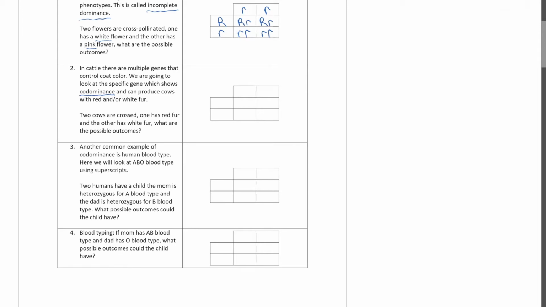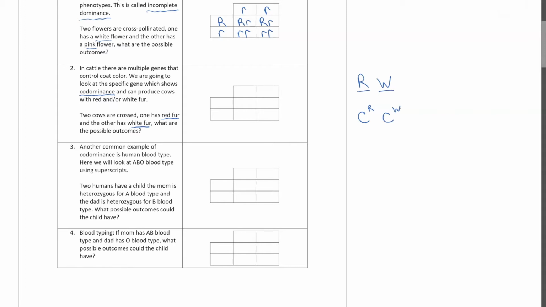What we're going to do is cross two cows, and one is going to have red fur and the other is going to have white fur. What are the possible outcomes? There are two ways of doing this. Some teachers will use capital letters, R for red and W for white, and they use both capital because they're both dominant. Other teachers will say C for color and use an exponent, R for red and W for white.